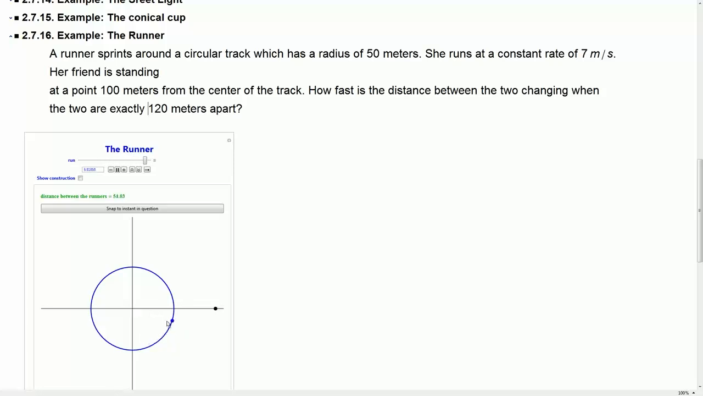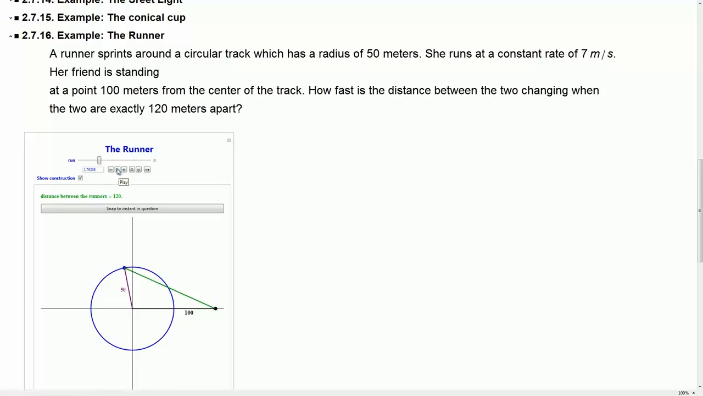We want to know, at exactly the moment that they are 120 meters apart from each other, how fast the distance between them is changing. So that would actually be right here. That's 120 meters right there. But we want to know how quickly the distance between them is changing. So let me show you the construction of this. This we know is 100. This we know is 50. The green line between them is the distance between them.